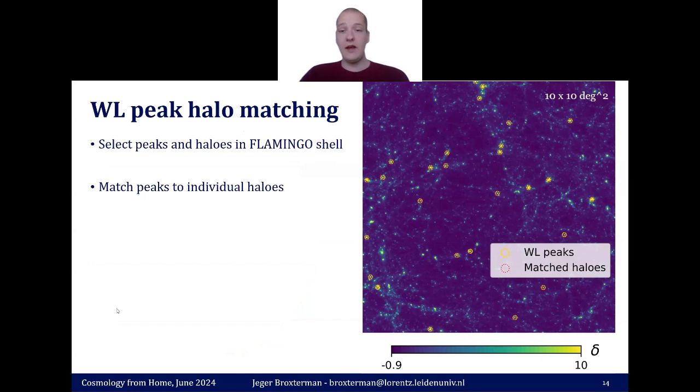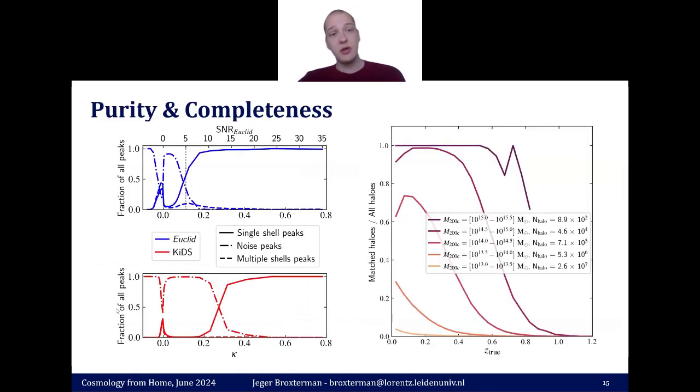Yeah, and then there's several things we can do with this. So first, I show the purity and the completeness. Focusing on the left figure first, this shows the purity, so the fraction of peaks as a function of all peaks. The solid curves are the single shell peaks, so peaks which are clearly from a single shell in the FLAMINGO simulations. Then the dash-dotted curves are noise peaks. These are peaks where at least half of the final peak values can be explained from considering the shape noise that has been added at the end alone. So these are peaks that can be attributed to noise. And then finally, multiple shell peaks, as indicated by the dashed curves. These are peaks where we see that there are actually multiple shells that contribute to the signal. So these peaks are caused by a superposition of different objects along the line of sight.